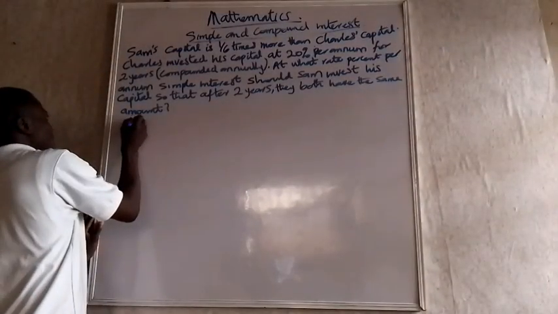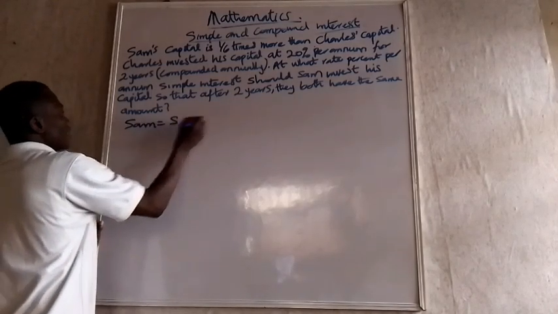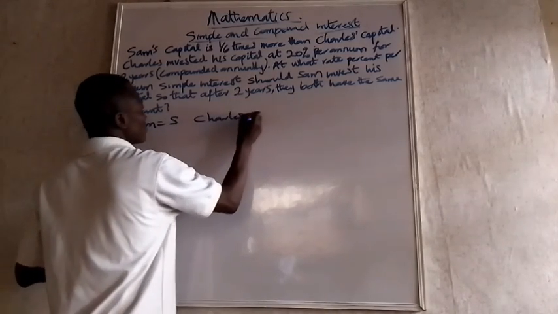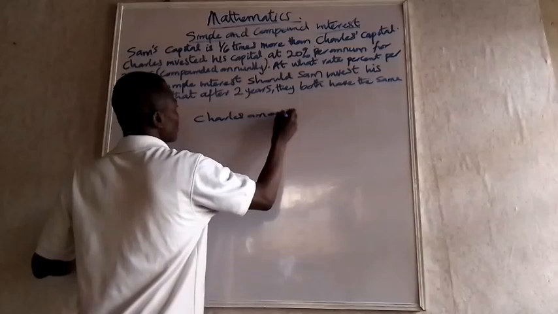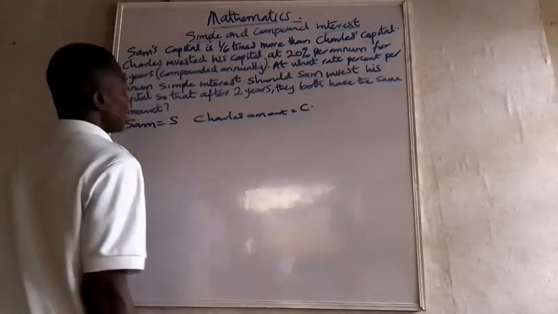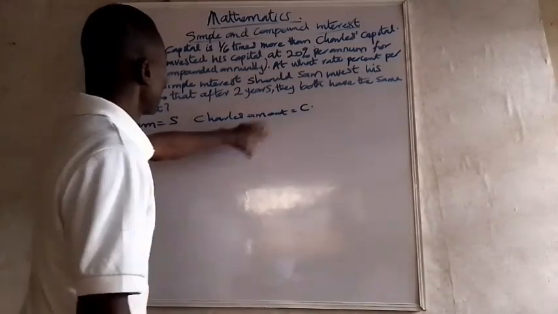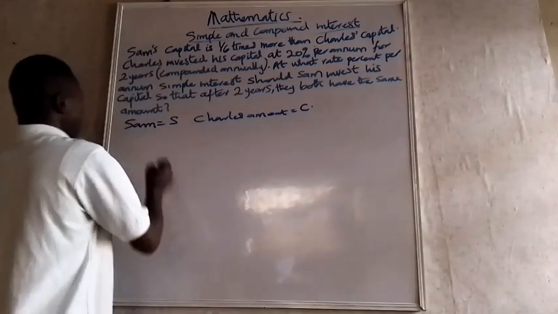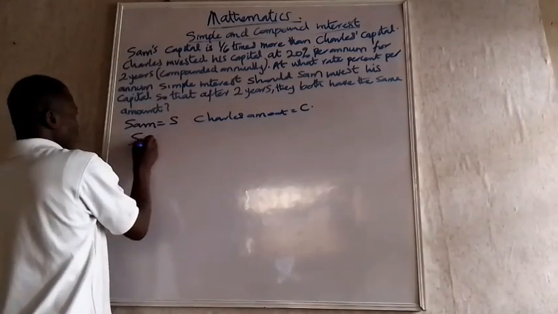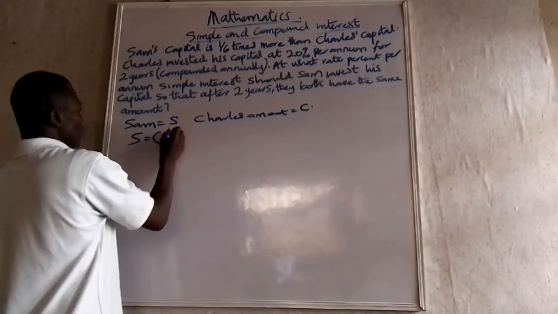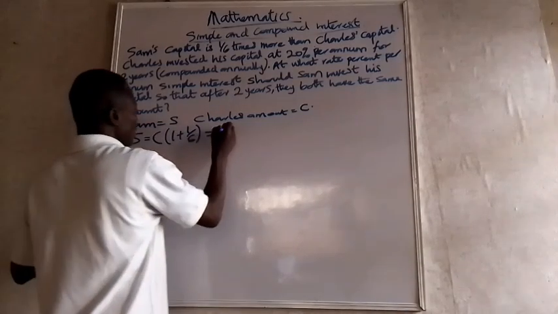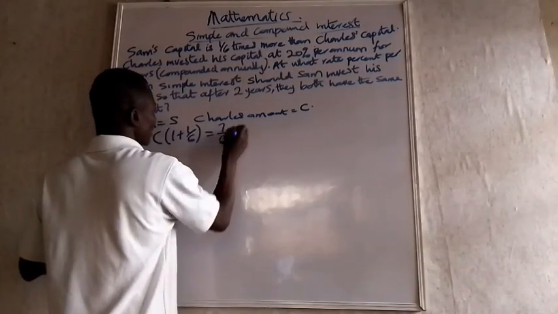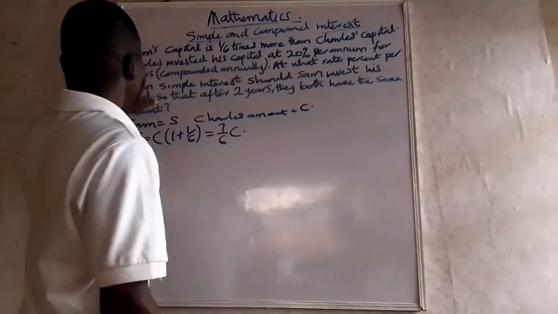Let Sam's amount be S, and Charles' amount C. We are also told that Sam's amount is 1 over 6 times more than Charles' amount. So we can deduce that S equals C into 1 plus 1 over 6, which is 7 over 6 C. That one is done.